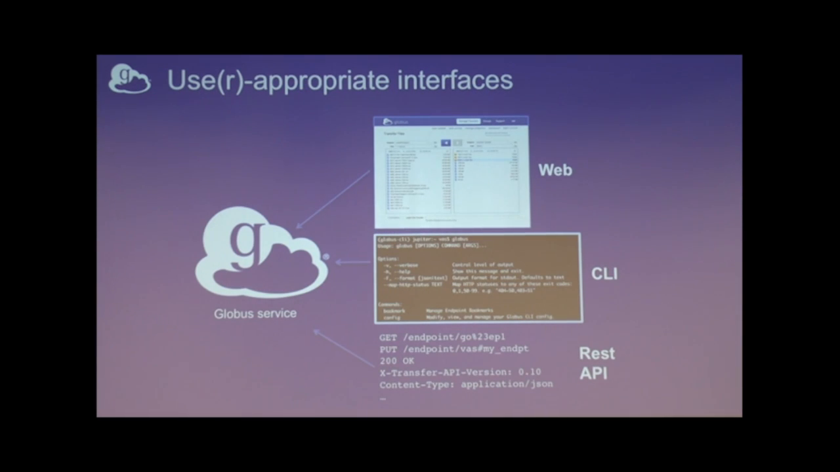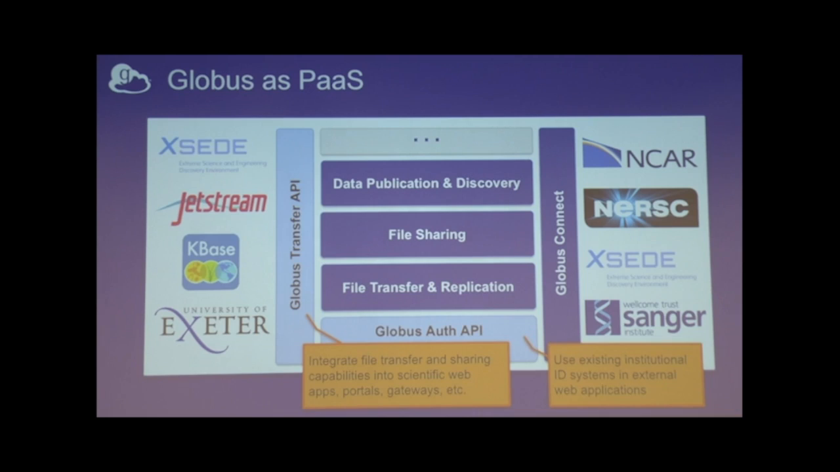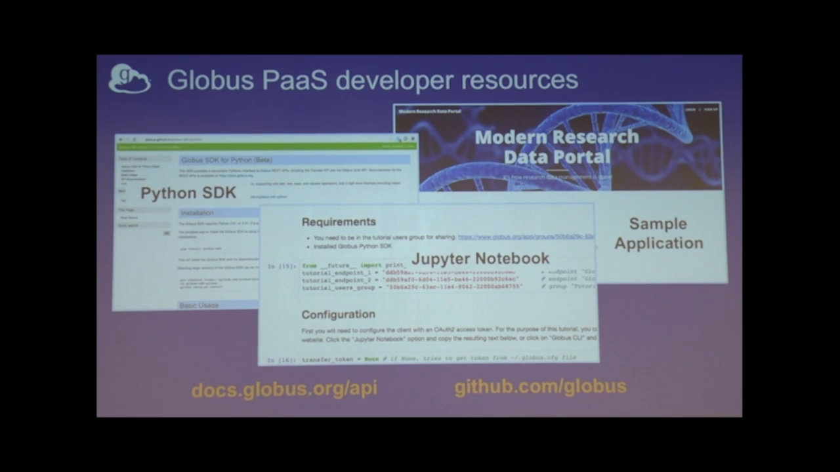And you can choose how you access it. You can go through the web, you can use the CLI, you can use the REST API. All the tools that a user would use, you can enable programmatically: auth, file sharing, transfer, replication, etc. Skip this because I'm running out of time.